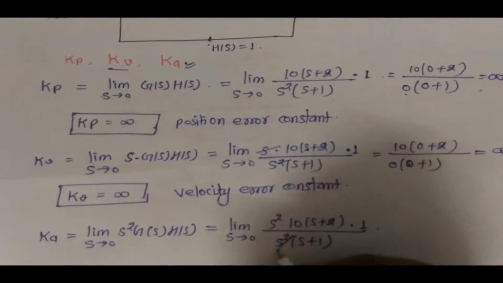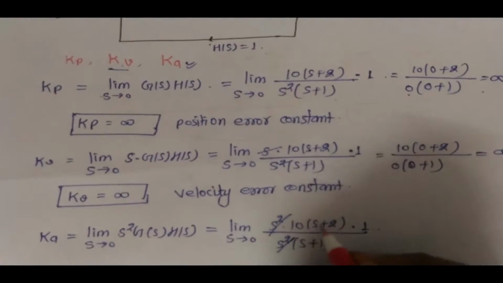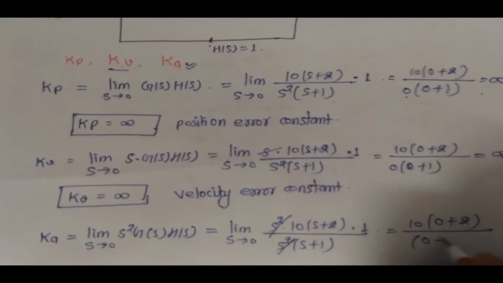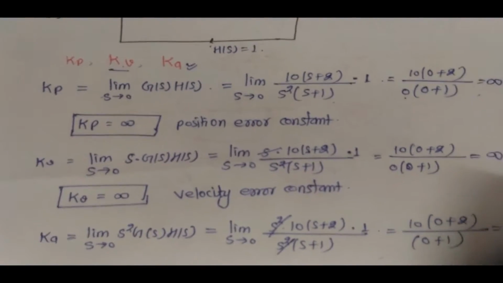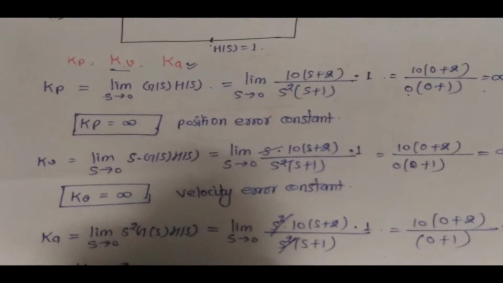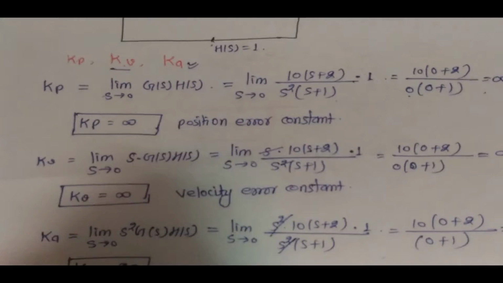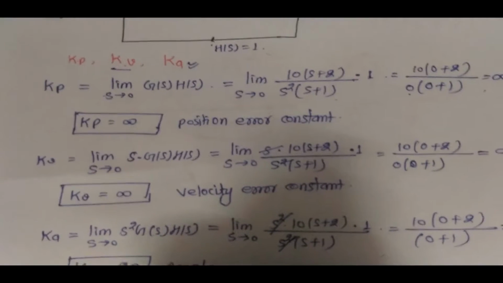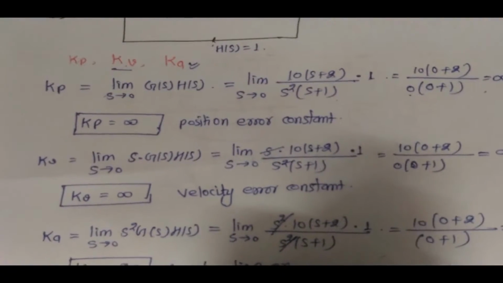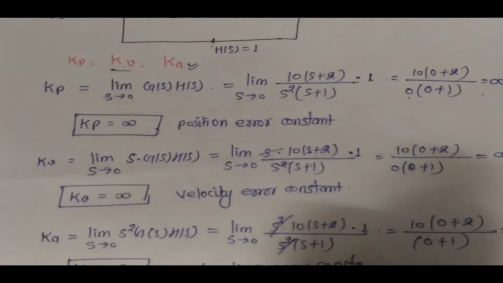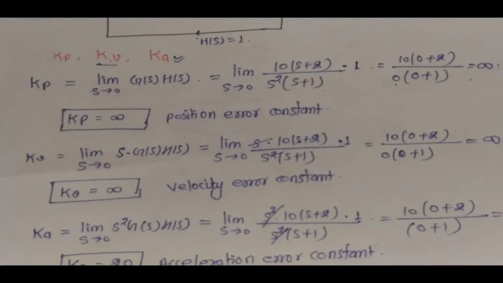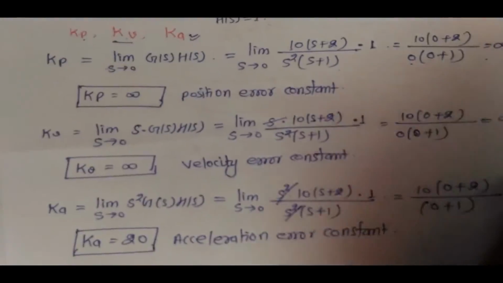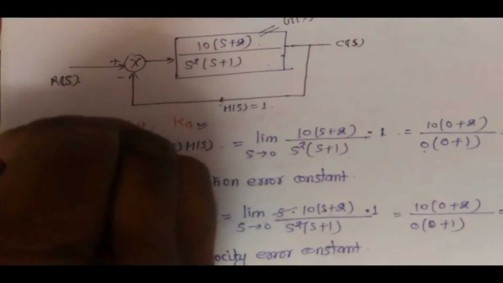Now s² cancels with s². If we put s equal to 0, then it is 10 into 0 plus 2 divided by 0 plus 1, which is 20. So Ka is equal to 20, the acceleration error constant. Here the question asks for Kp, Kv, and Ka. This is part 1 of the question.